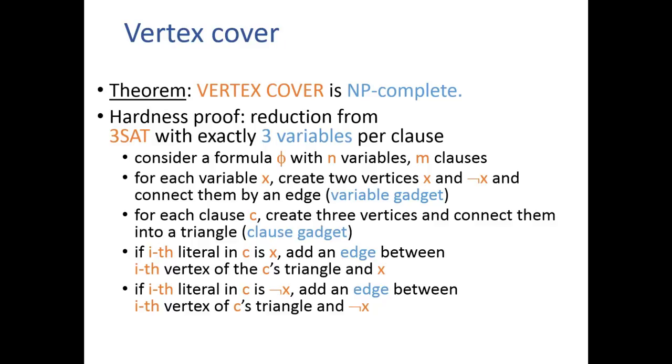There's one more thing we still have to do to complete the reduction. So this specifies a graph. What else do we have to specify? To specify an instance of vertex cover, we need the budget k. We set k to be equal to 2m plus n. What is 2m plus n? We have n variables and m clauses. Intuitively, the target cover size is 2 for each clause and 1 for each variable. And that completes the reduction.